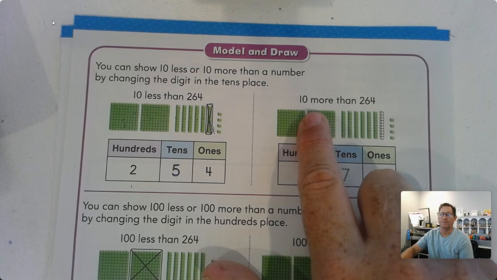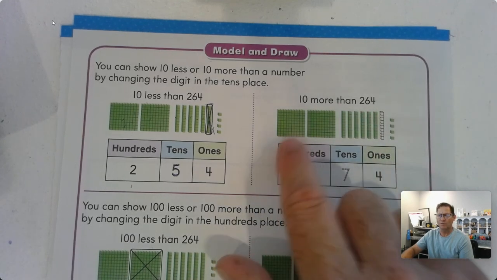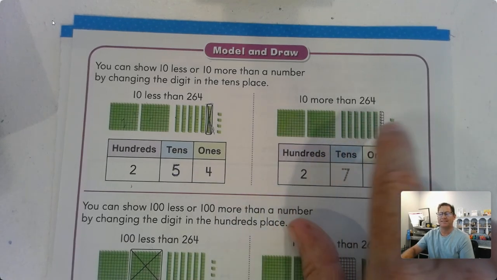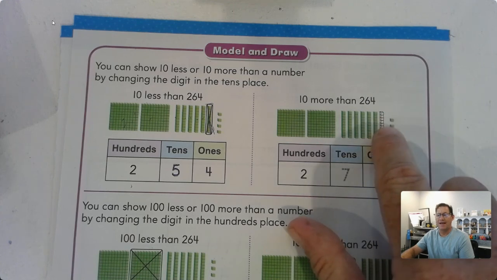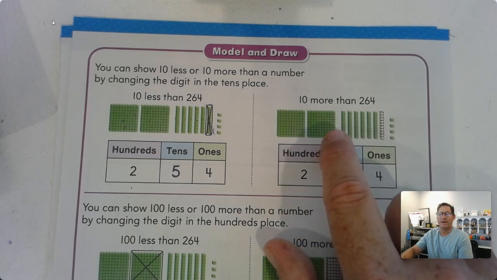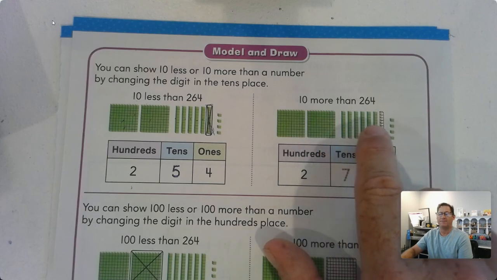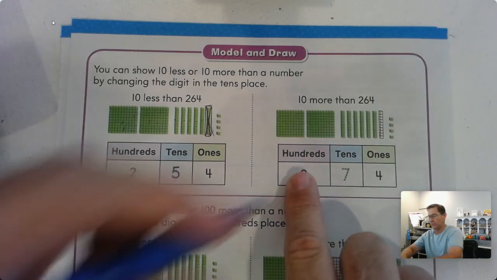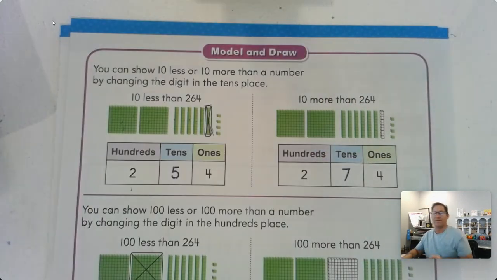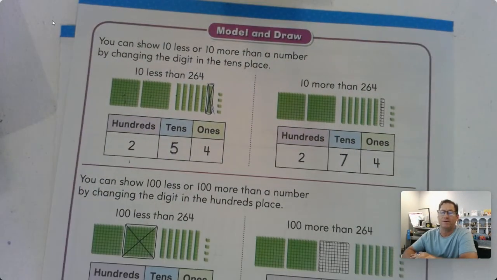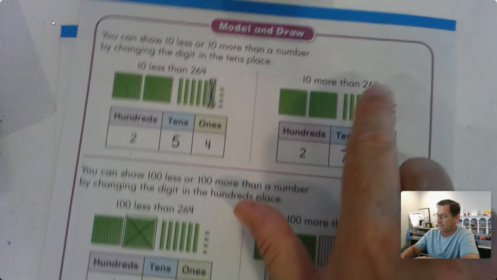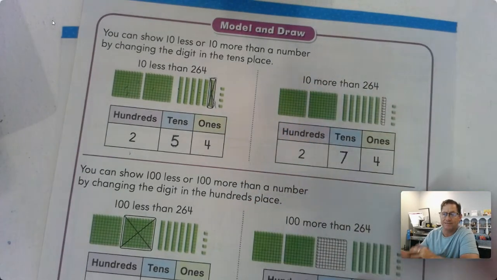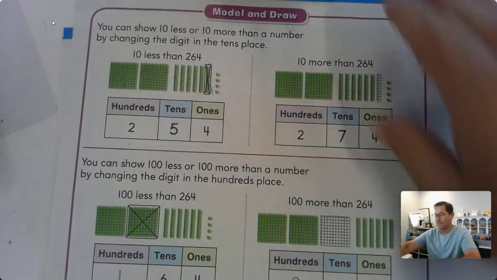10 more than 264. Again, we have our 264, but we have to add an extra 10 rod, right? One extra 10. So now we have 1, 2, 3, 4, 5, 6, 7 tens. So 274. So 10 more than 264: 6 tens plus one more 10 is 7 tens, 274.